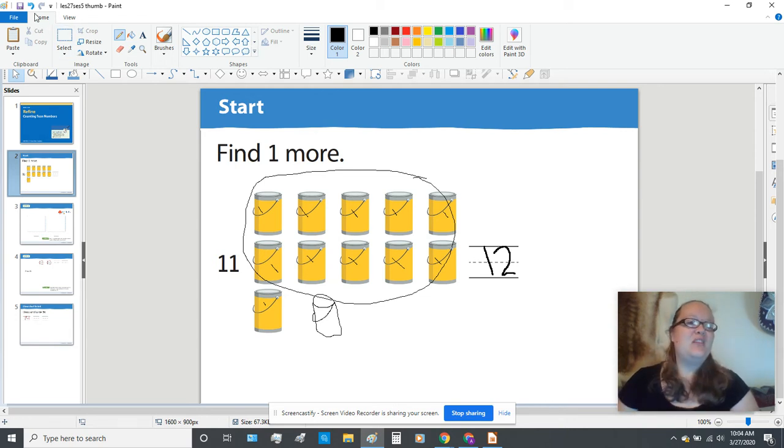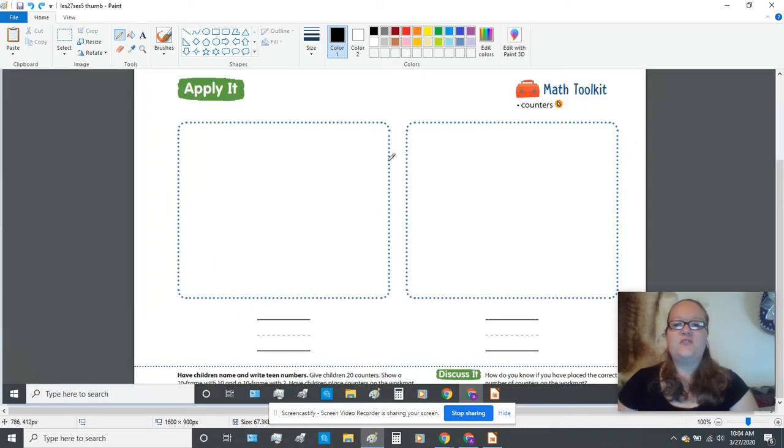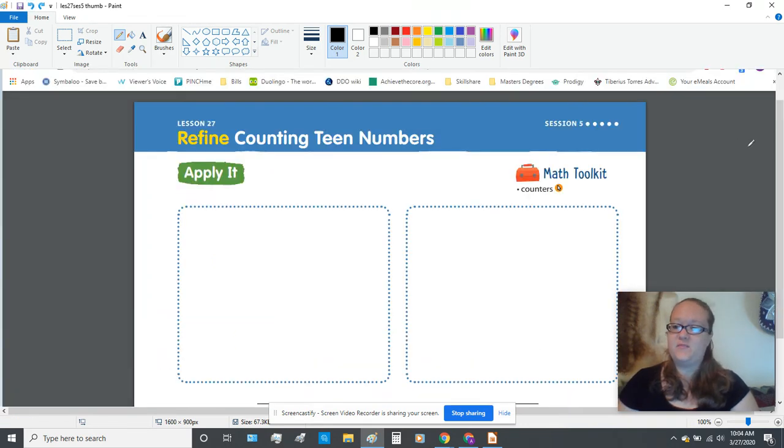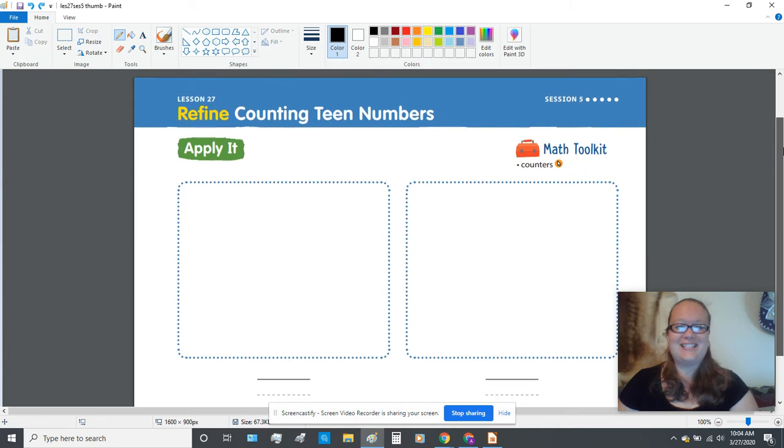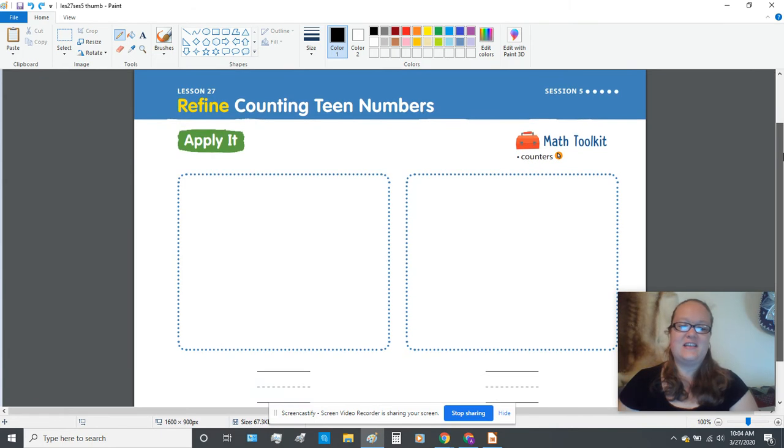All right. So now I'm going to go ahead and show you the first page that you have in your workbook for the last day of this lesson. All right, your page should be page 545, and it looks like 2 boxes and some lines. And what you're going to be doing is using your cubes, and I'm going to put my cubes over here.